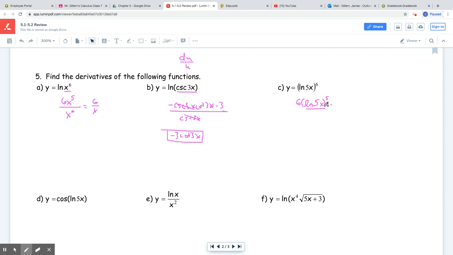Remember, the derivative of the natural log of any number x is always going to be 1 over x. The reason is because the derivative of 5x is 5, over the inside, which is 5x. These are always going to cancel. It's going to leave you with 1 over x. Right? So your answer is 6 natural log 5x to the 5th power all over x. All right.